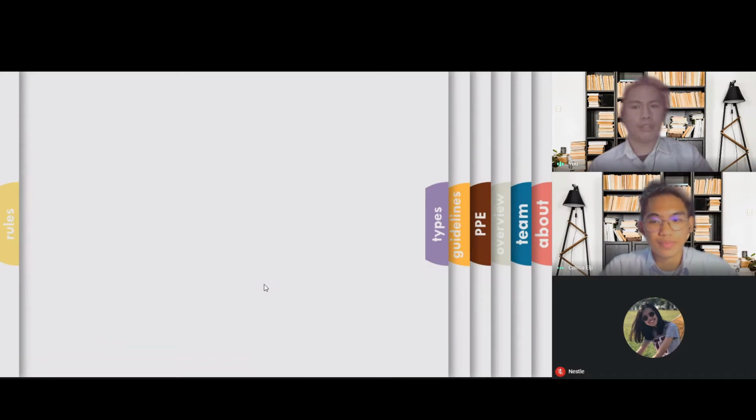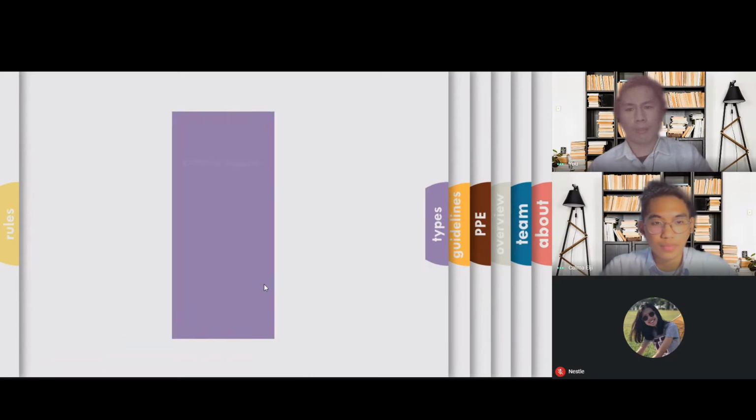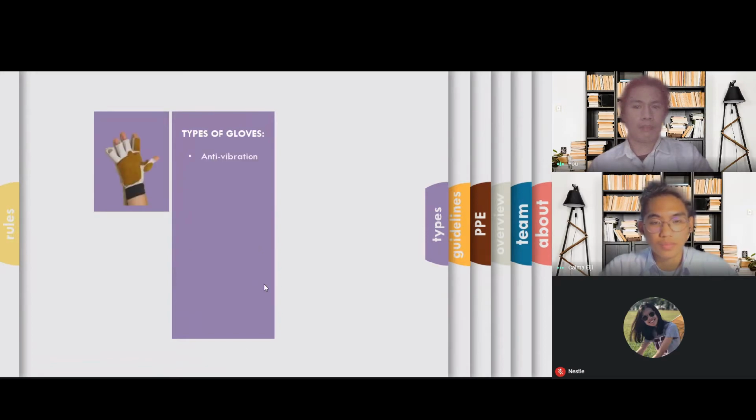So, meron tayong dito types of gloves. The first one is anti-vibration. Anti-vibration nga, vibration causes changes in tendons, muscles, and can affect the nervous system. So, it is the best used against the vibration. For the next type, chemical resistant. It can resist chemical degradation.